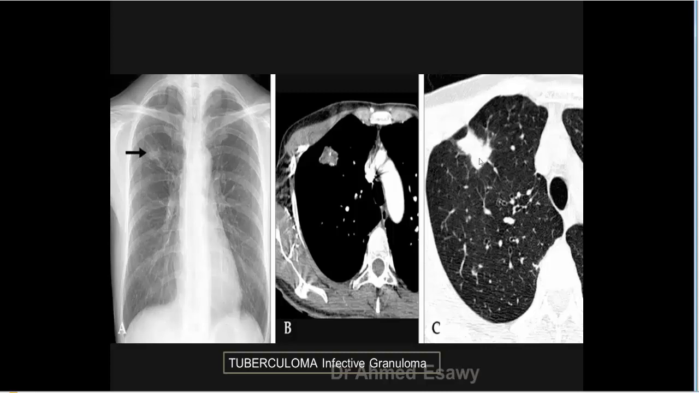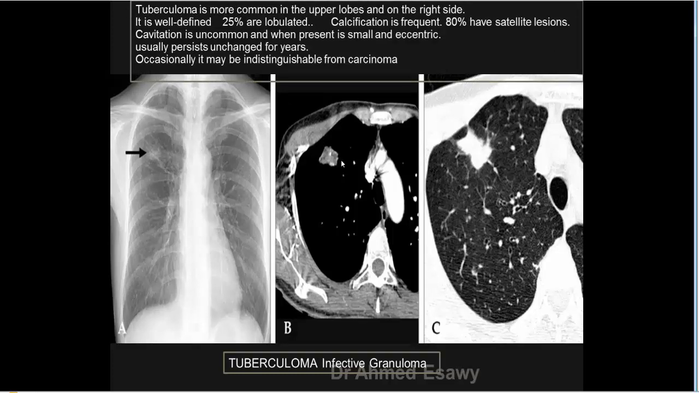Tuberculoma, infective granuloma, with calcification pattern. A solid nodule is present in the right upper lung zone with calcifications.